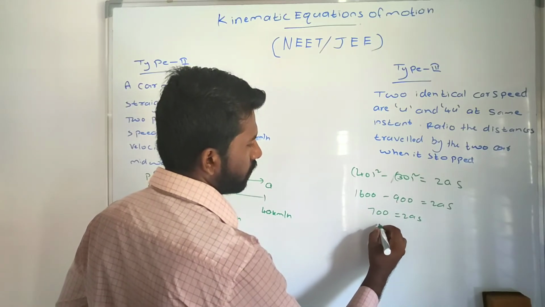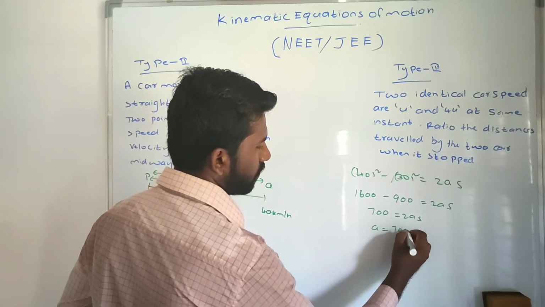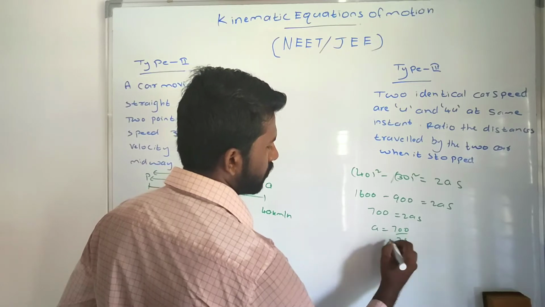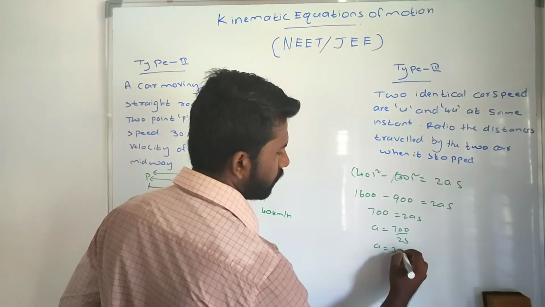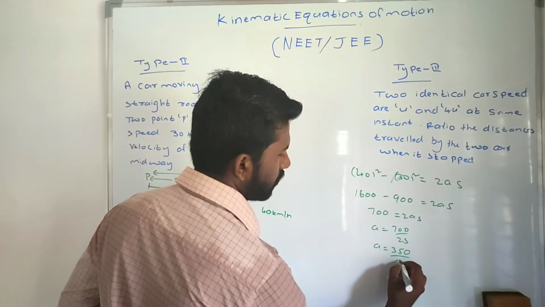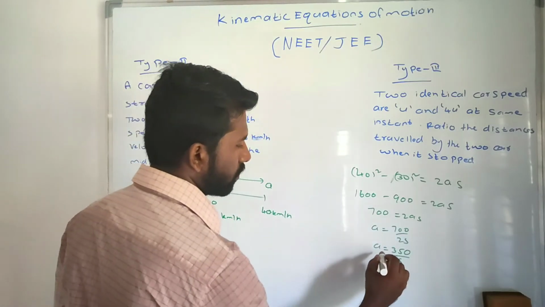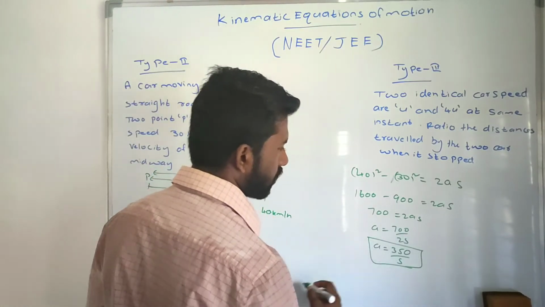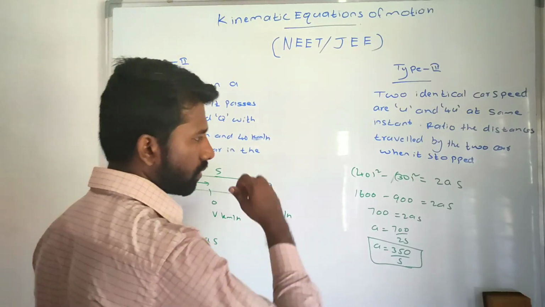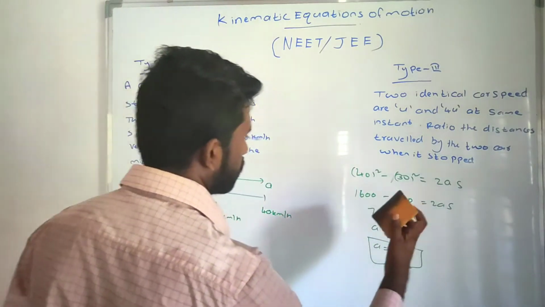What is this much? That is 700 we will get, that is equal to 2AS. And what is A? A is equal to 700 divided by 2S, that is A is equal to 350 divided by S, we will get, this 2 we cancel. Okay, this is the acceleration.